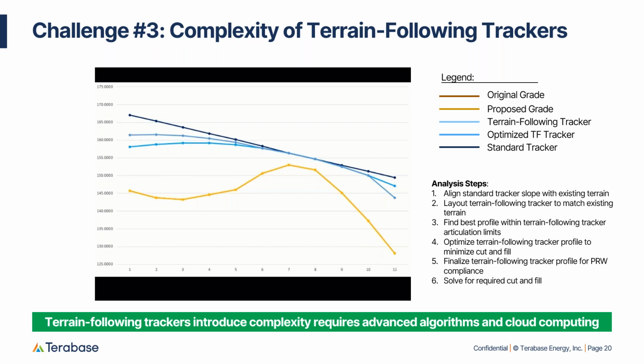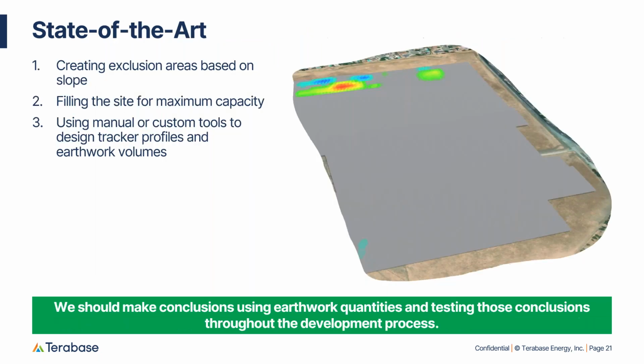Next slide. So what is our state of the art? Right now, we're creating exclusion areas based on slope. We're filling the site for maximum capacity, and then we're using our manual or custom tools to design tracker profiles and earthwork volumes. And we're doing all this in 2D.